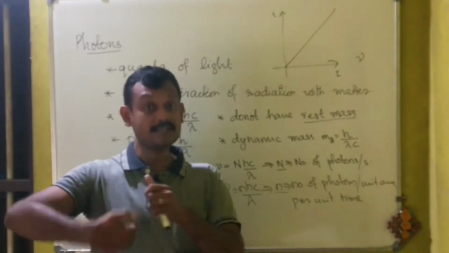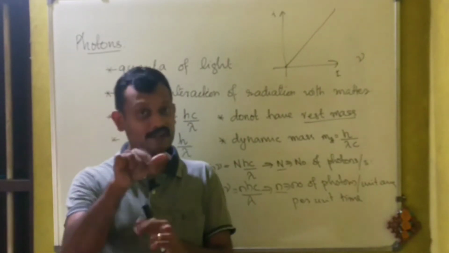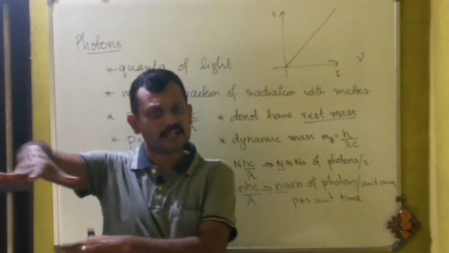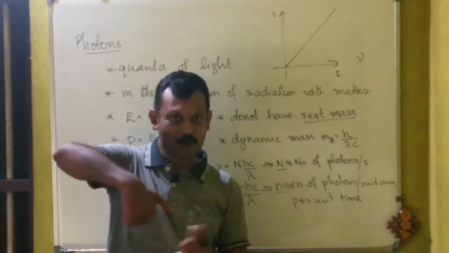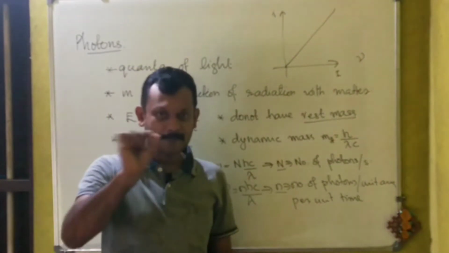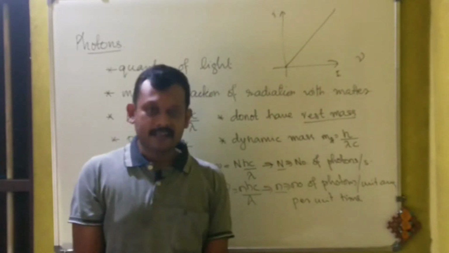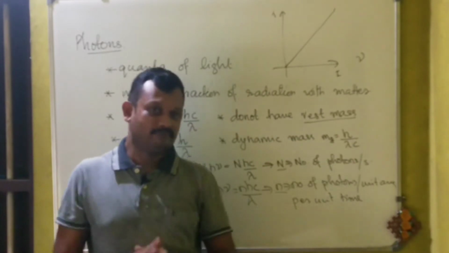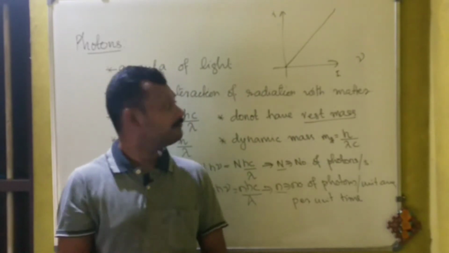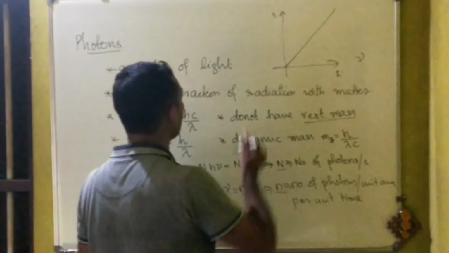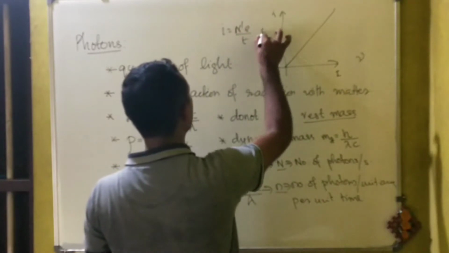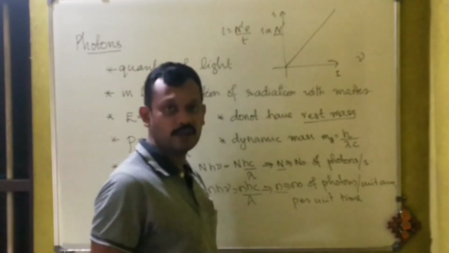The number of photons striking per unit area of the surface increases, which proportionally causes ejection of more and more electrons. So photocurrent correspondingly increases. I'll repeat once more. When intensity increases, the number of photons striking increases. When the number of photons striking increases, the number of photoelectrons ejected also increases. When the number of photoelectrons increases, current I is equal to N dash e by t. So I is proportional to N dash, where N dash is the number of photoelectrons ejected.